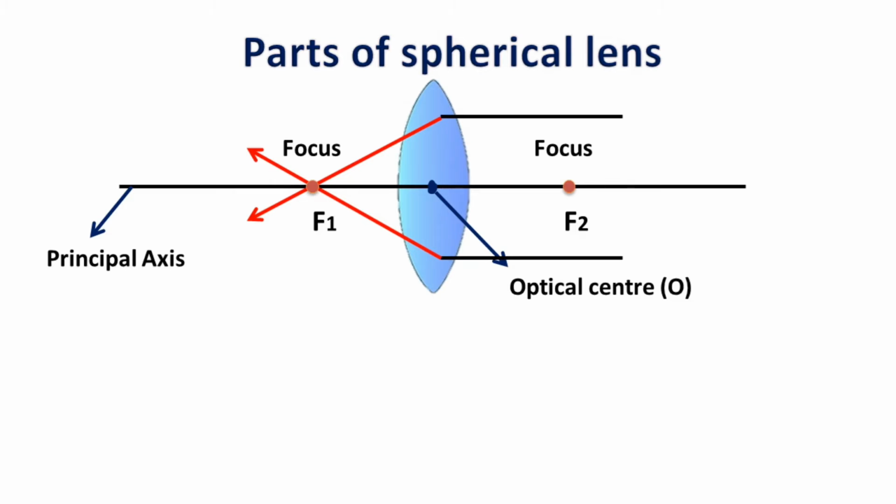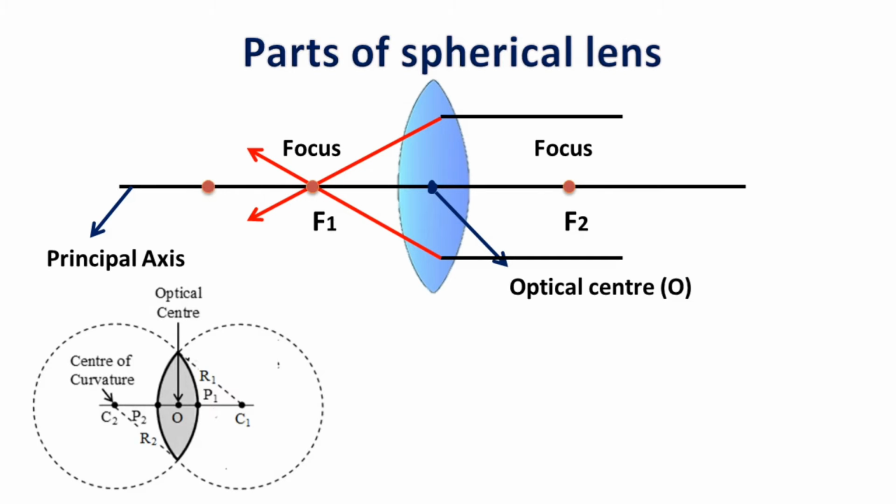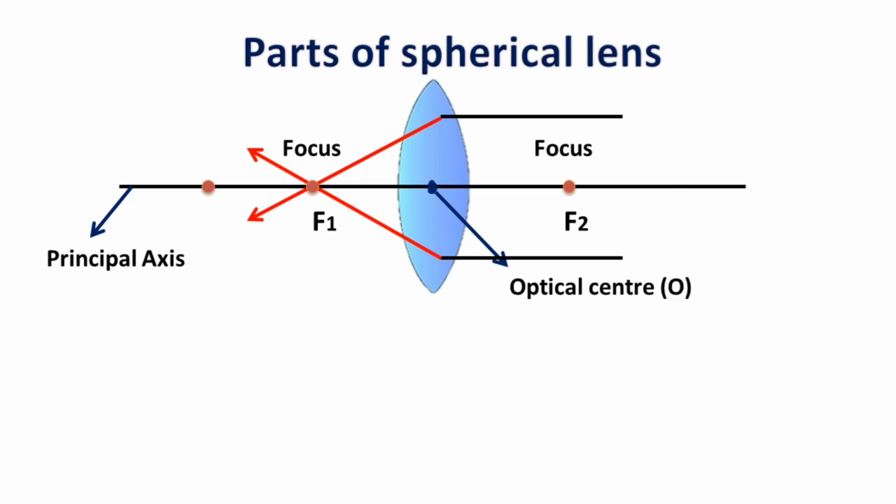Hence, the center of the sphere, part of which a lens is formed, is called the center of curvature of the lens. Since concave and convex lenses are formed by the combination of two parts of spheres, therefore they have two centers of curvature. Usually the letter C is used to denote the center of curvature, but we also have to understand that center of curvature is double the focal length of a lens. Hence, here we denote the center of curvature as 2F1 and 2F2.